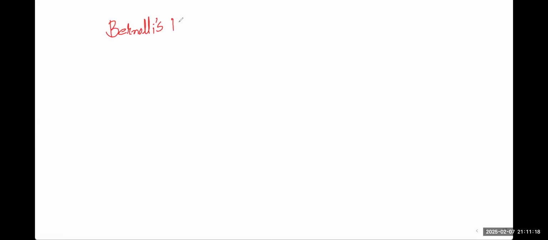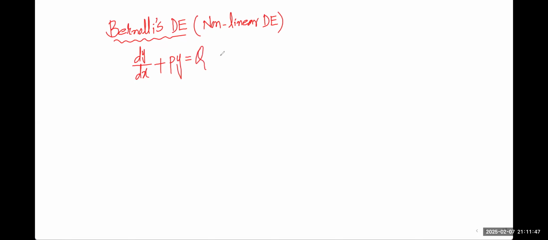Bernoulli's differential equation, which is also called non-linear differential equation. Okay. The standard form of this one is dy by dx plus P of y is equals to Q into y to the power of n.